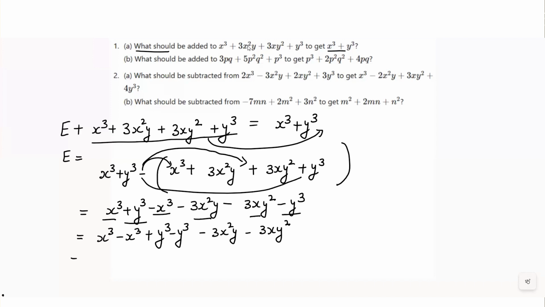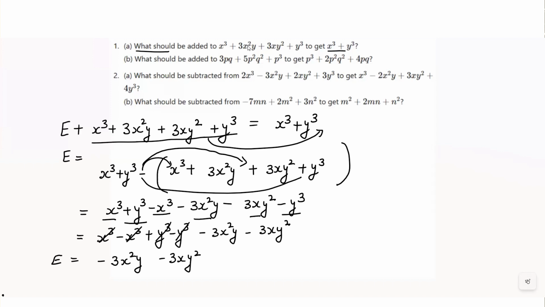Now x cube minus x cube, we will cancel it because they are the same, we will get 0. y cube minus y cube, we will cancel it, we will get 0. And the expression which we need here is minus 3x square y minus 3xy square. So if I add this expression to the second expression, I will get x cube plus y cube. So this is how you can solve your question number 1. Part B is also the same. You can practice it later.